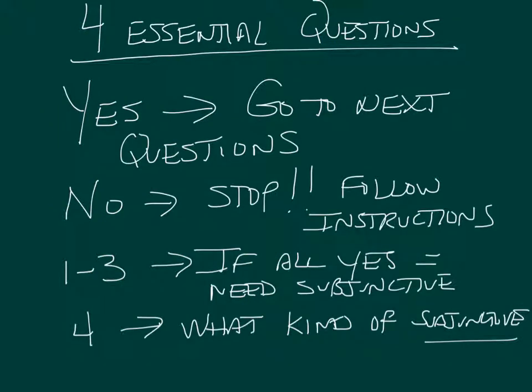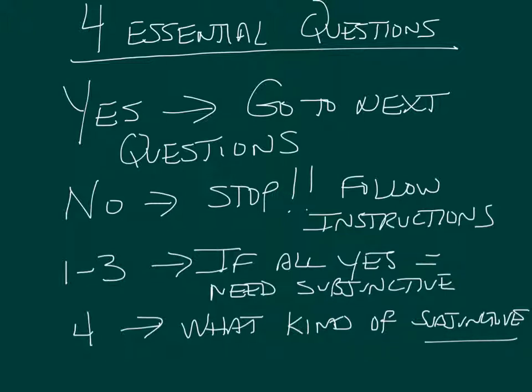Every time we do a subjunctive question, in other words, you're going to be filling in a blank in the second clause, you need to go through these 4 essential questions every time you do it. And if you do these questions correctly, you will always get the answer correct. The way these questions work is, they're yes or no questions. If you answer yes, you may go on to the next question. If the answer is no, you stop the process of the questions and you follow the instructions for answering no.